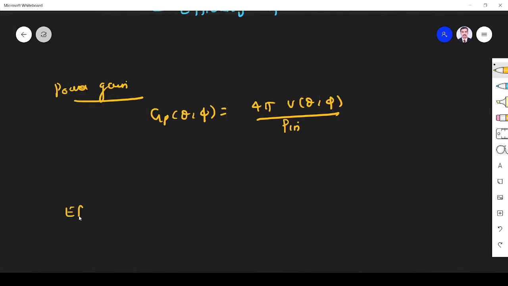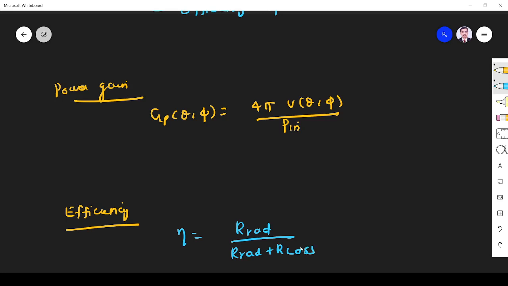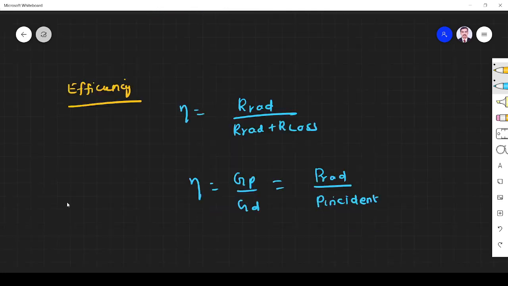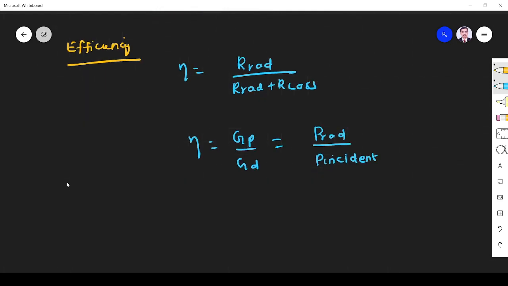Next one, efficiency of an antenna. The efficiency of an antenna is a very important concept. Eta is given by the radiation resistance divided by radiation resistance plus loss resistance. This is called eta, efficiency. I can also write eta as power gain divided by directive gain, or power radiated divided by incident power. So these are some other formulas for directive gain.